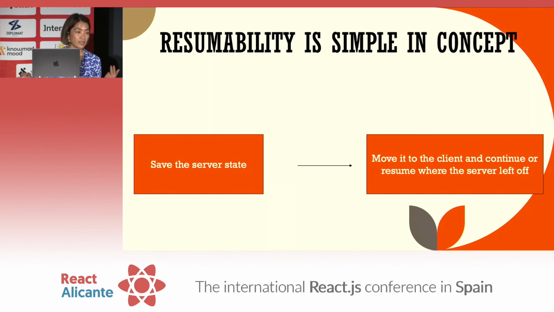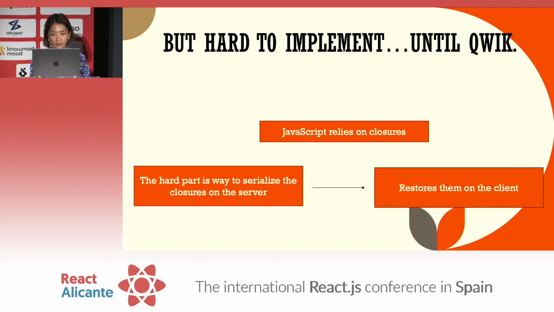Like I said, resumability is simple in concept, because you just save the server state and then move it to the client and resume where the server left off. But it's hard to implement until there's a framework like Qwik. Qwik can take the closure and serialize it, which is essentially how Qwik is able to bring your app into life, like I said, without the hydration process.